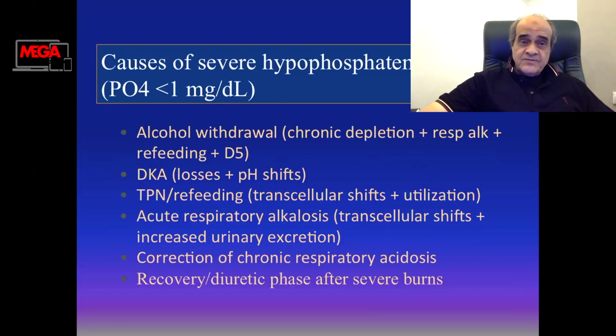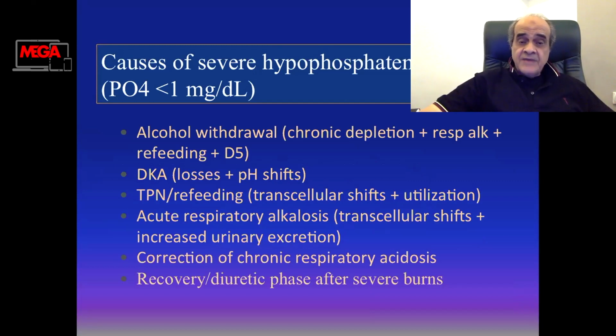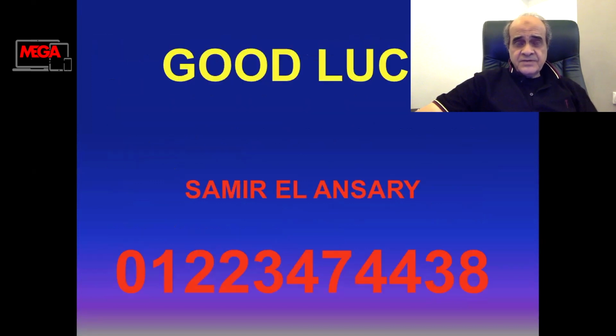Causes of severe hypophosphatemia: alcohol withdrawal, which is very common, refeeding, DKA, TPN refeeding, acute respiratory alkalosis, correction of chronic respiratory alkalosis, and recovery and the diuretic phase of severe burns. Hypophosphatemia can cause muscle weakness and difficulty in weaning the patient from the ventilator. It can cause severe cardiac arrhythmia and depress myocardial contractility. So try to treat it promptly by phosphate replacement.